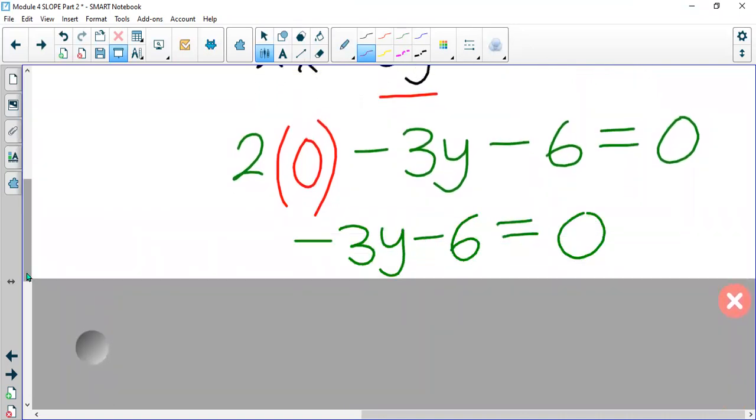So if 2 times 0 is 0, that kind of disappears. Your next line should be negative 3y minus 6.